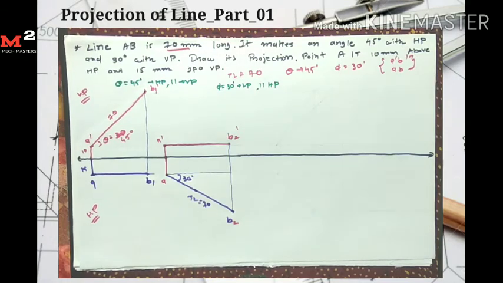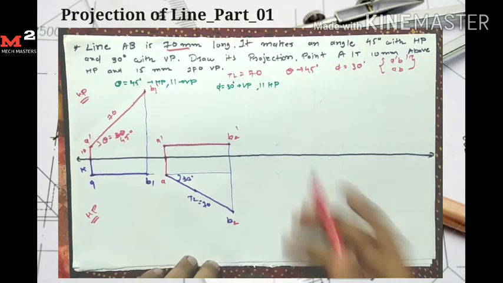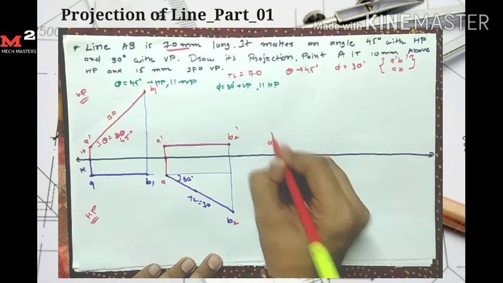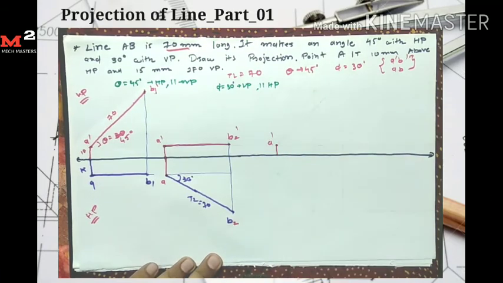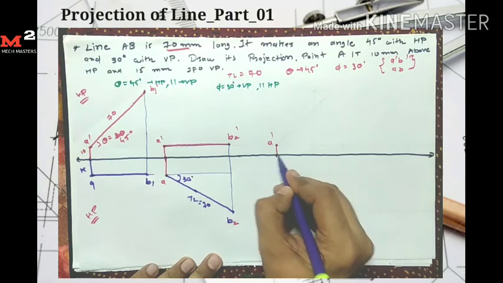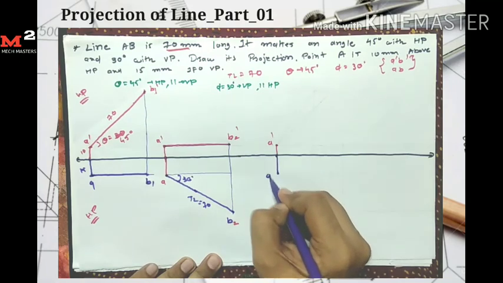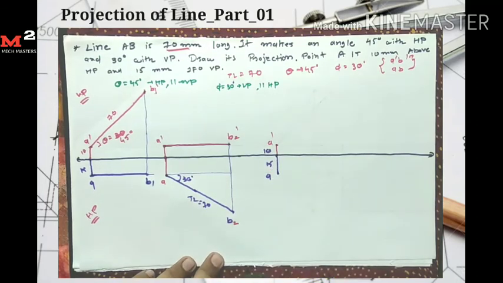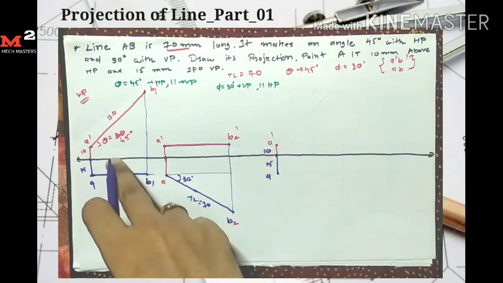So now I just combine these two cases. Here I get the point A dash at 10 mm and point A here at a distance of 15 mm. This distance is 10 mm and A at 15 mm because point A is 10 mm above HP and 15 mm in front of VP. Now first I draw this case.